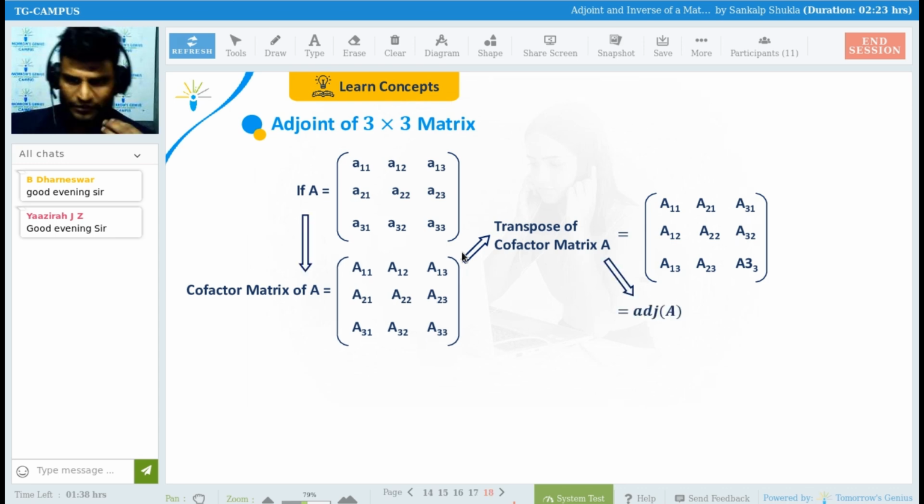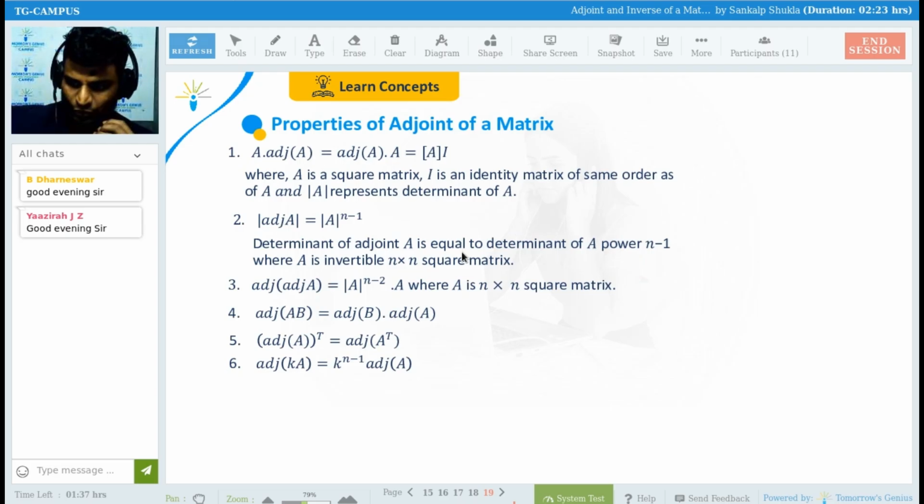Okay, so moving on. In the slide I have put the technique: you have to find the minor first, then the cofactor, then the transpose, and this is the adjoint. This is very, very important. Properties of adjoint of a matrix. You have to note each and every property, because you will never know how a question is framed from that property.